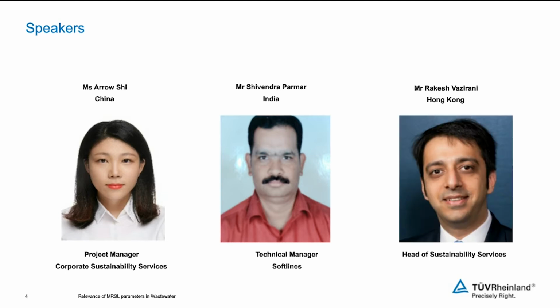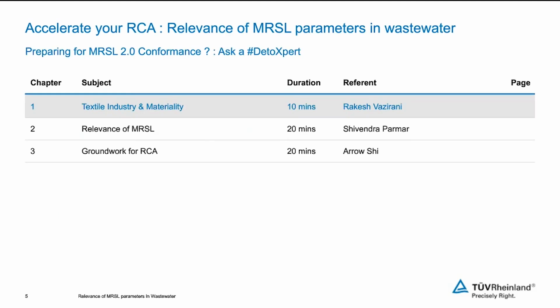We'll go through today's webinar in 3 sections. Let's start off looking at the big picture about the major motivations for the textile industry to address harmful chemicals in products and in wastewater discharge, and to answer the all-important question, why?